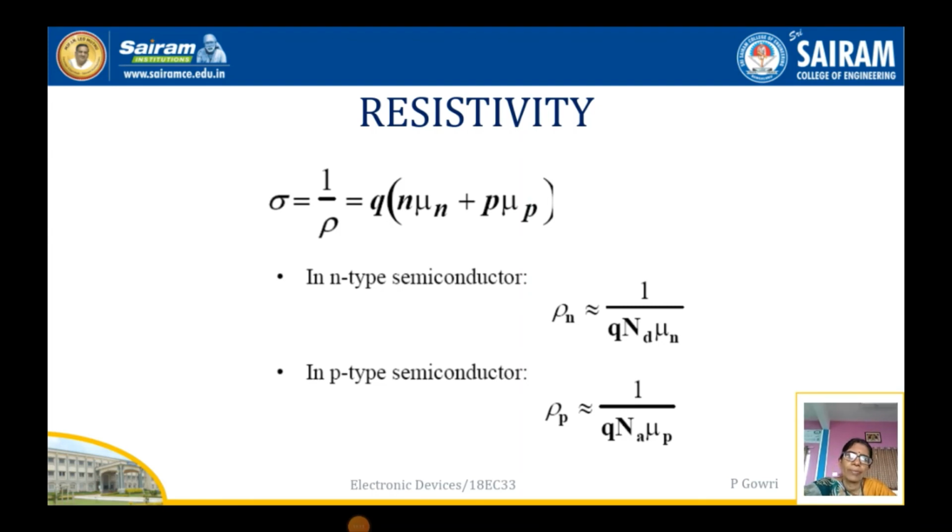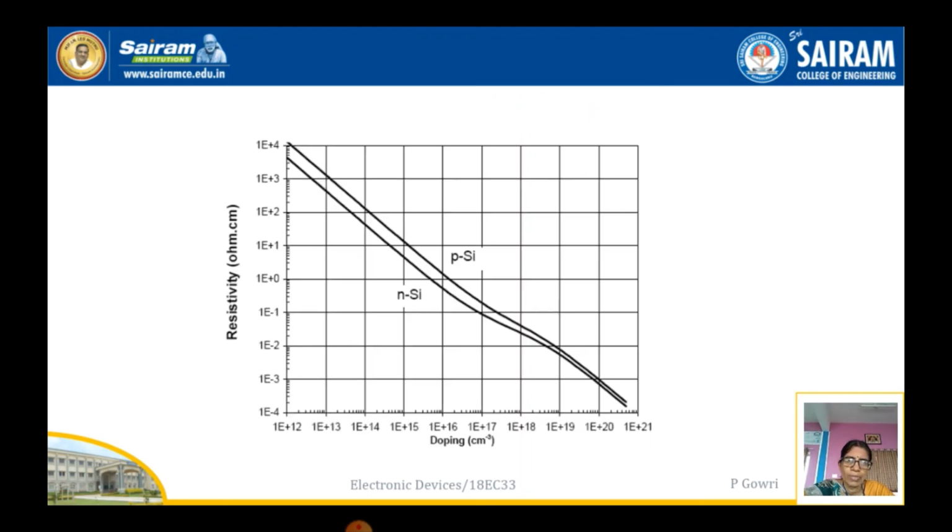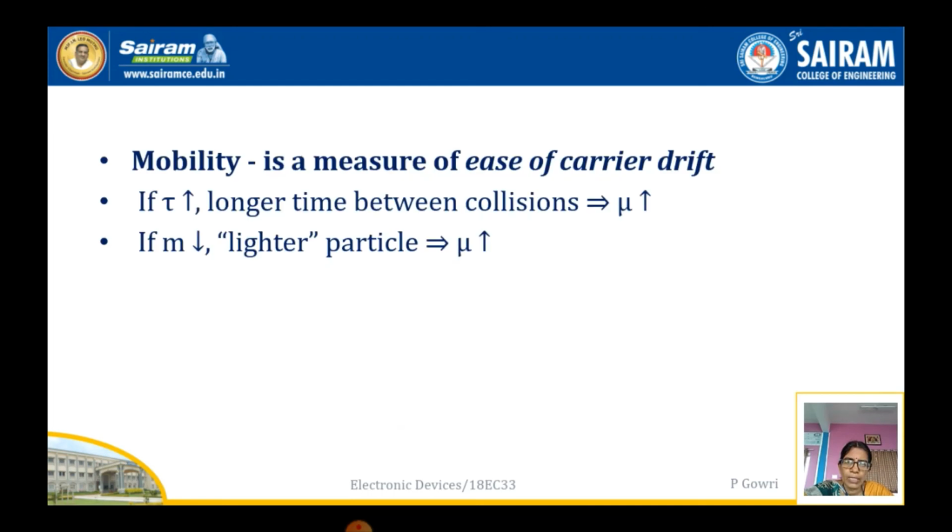So what is resistivity? We know that the conductivity sigma is equal to q into n mu n plus p mu p, and resistivity is the inverse of that. In n type it can be taken as 1 by q Nd mu n. Nd is nothing but the number of electrons which is present, and Na is nothing but the number of acceptor ions, or the number of holes in the p-type semiconductor. In the resistivity property also we can see that as doping increases, the resistivity decreases.